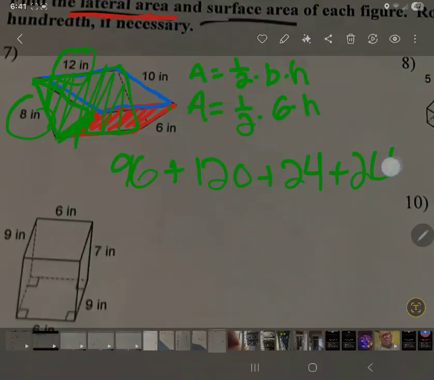So if we add all those numbers together, 96, 120, 24, and 24, that will give us the lateral area of this shape right here. And then all we have to do is find the area of the red base on the bottom and add it to it, and that will give us the total surface area. I hope that makes sense. I know my drawing was a little bit messy, but hopefully that helped.